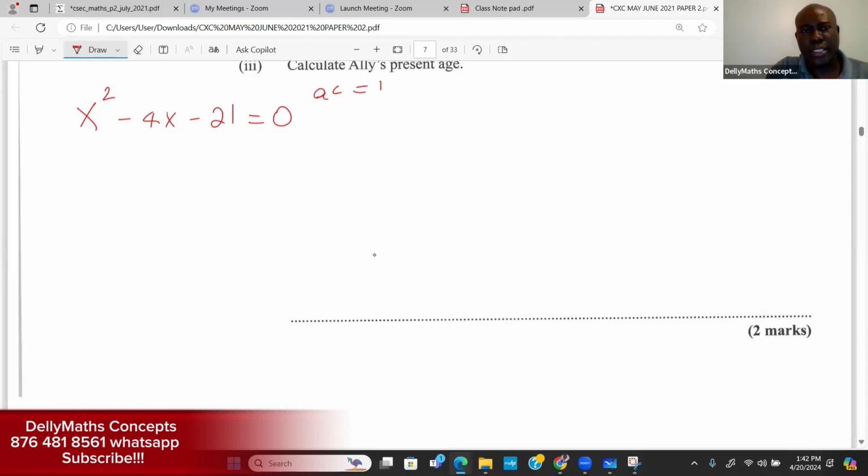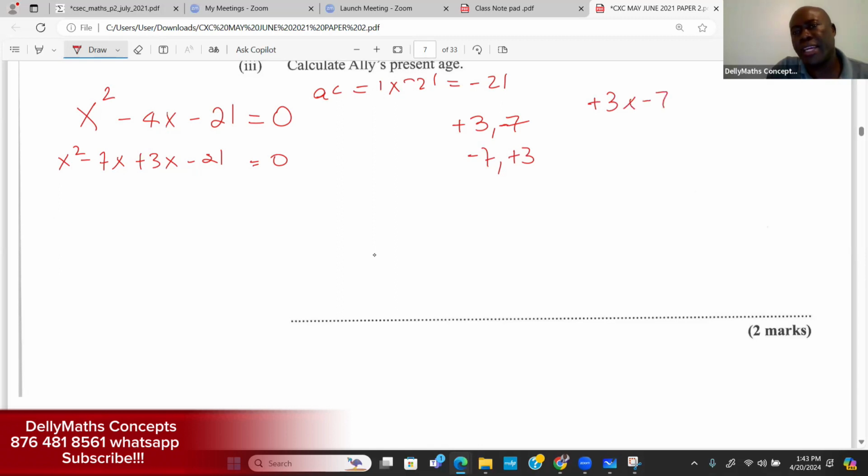AC is going to be 1 times negative 21, which is negative 21. The numbers I'm going to be using, though, will be 3 and 7. It's going to be a positive 3 and a minus 7. So let us just put it through. So we're talking about X squared minus 7X plus 3X minus 21 equals 0. If you're wondering if we should put the 7 first or the 3, it doesn't matter. The main thing is that we want to make sure that we have a negative 7 and a positive 3. And this is the reason why.